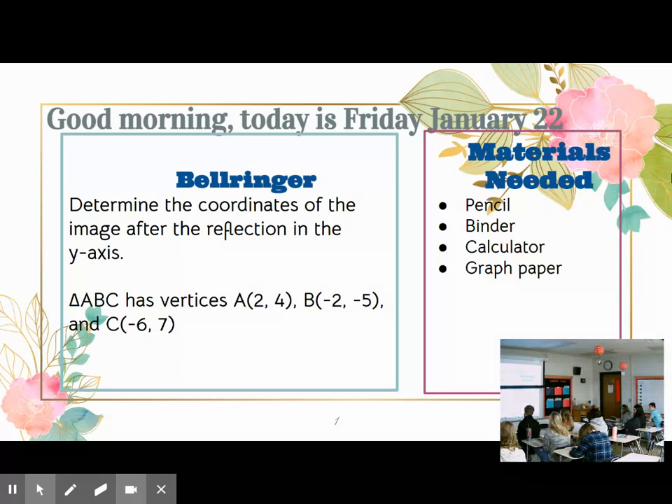So whenever you reflect across the y-axis, you just change the sign of the x value. So A prime would be negative 2, 4. B prime would be positive 2, negative 5. And C prime would be positive 6, negative 7. Perfect. What questions do you have for me?